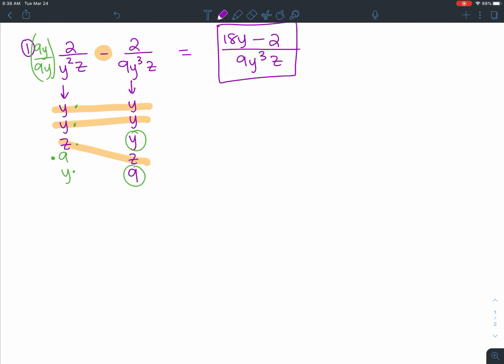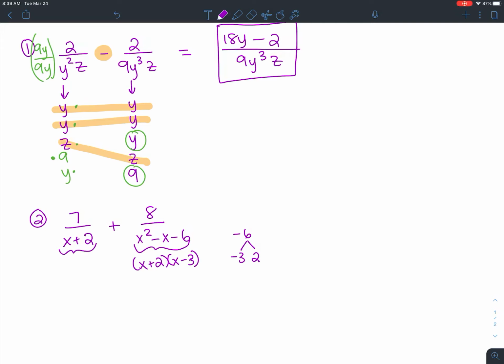All right, so let's look at our next example. We have 7 over x plus 2, and we are adding 8 over x squared minus x minus 6. Well, I can't factor this into anything, so this is just going to stay x plus 2. But I want to factor this. So two numbers that multiply to negative 6 but add to negative 1 are negative 3 and 2. So this is x plus 2 and x minus 3.